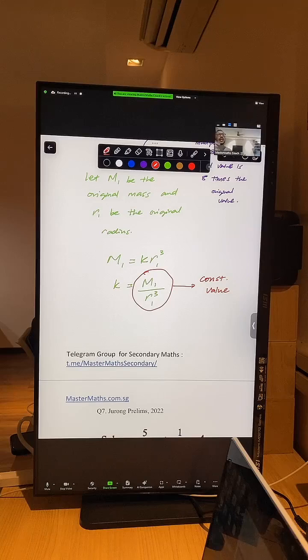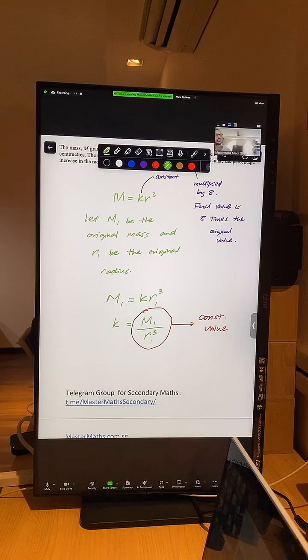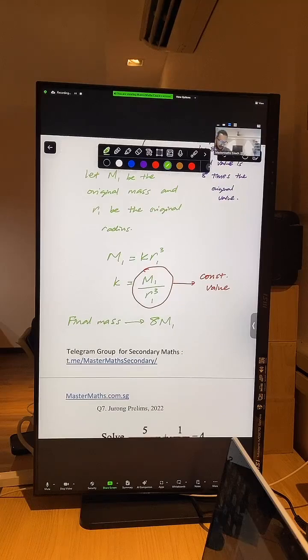Okay, so even though my M and my R can change, my K will remain as M1 over R1 cube. Now what is the final value of M? If M1 is the original mass, the final mass is going to be 8 times M1.